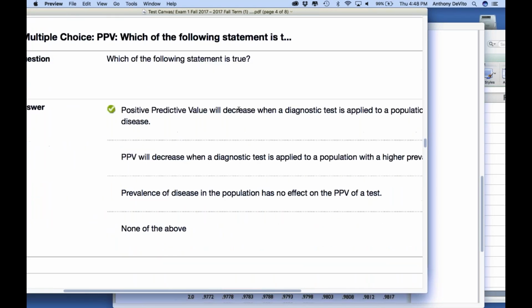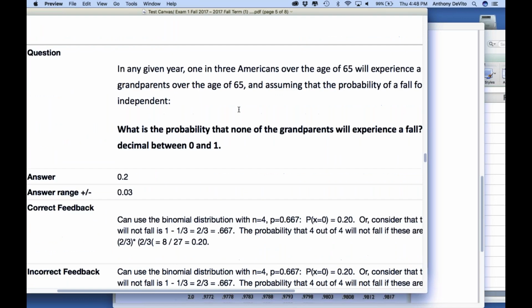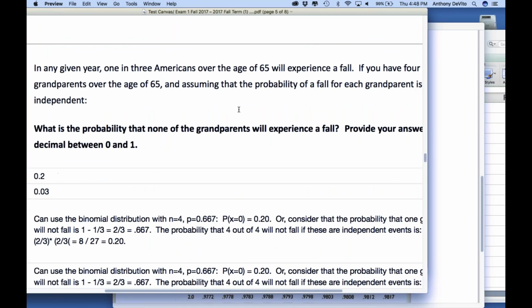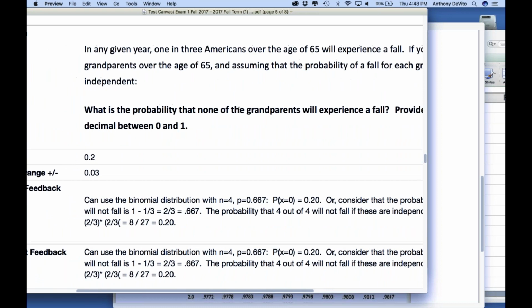I think we tried it a couple of ways in class. Same specificity, same sensitivity, but we only changed the prevalence, and we saw that the positive predictive value went down. Okay, now, this is another one that caused some people some problems.